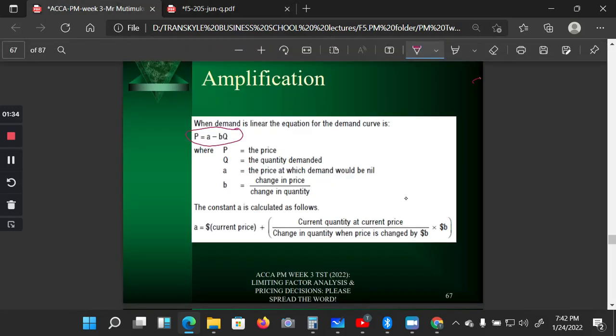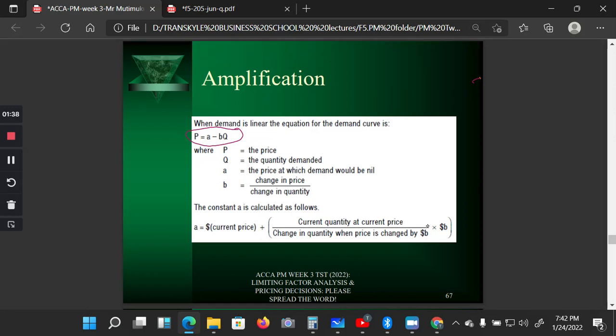There is an example I want you to acquaint yourself with, so I'm going through that example with you. What does this equation stand for? P stands for the price of the commodity, and Q is the quantity demanded. A is the price at which demand would be nil, and B is equal to change in price divided by change in quantity.